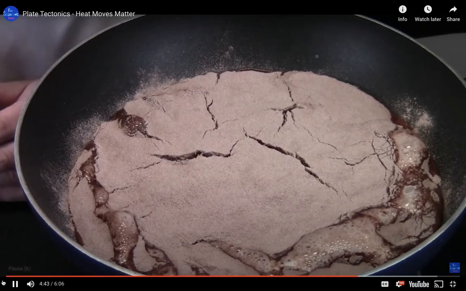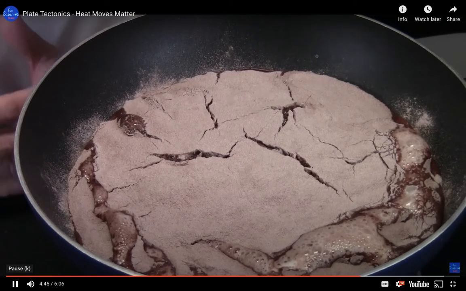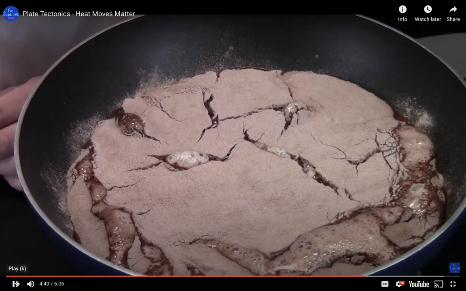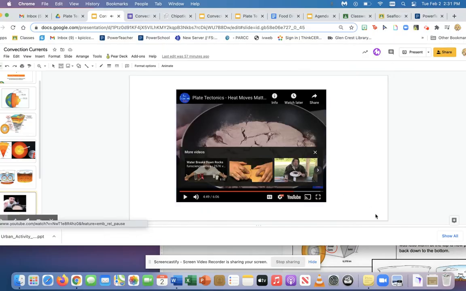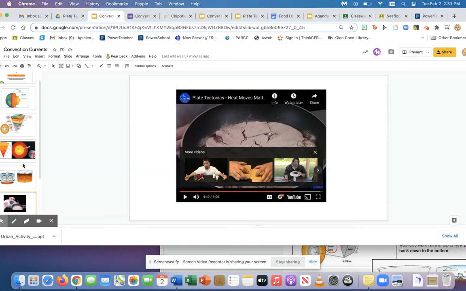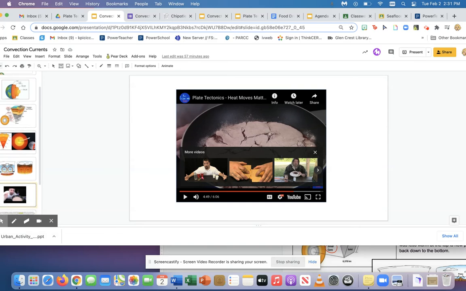Why is that happening? The liquid matter underneath the crust is moving. Now we can start to see it happen. You can see the plate movement. Okay, I'm going to stop right there and we're going to go back. You are welcome to watch this. It's kind of cool at the end if you want to, but you get an idea of what's happening with the plates, right?